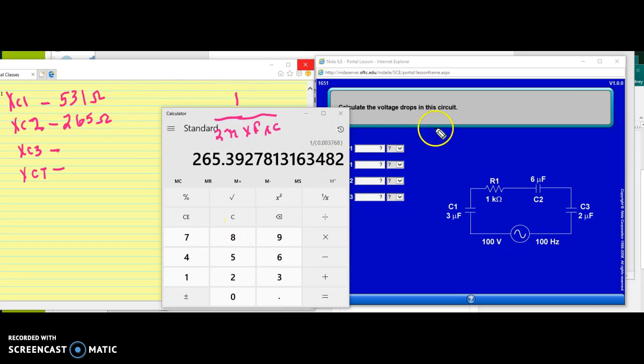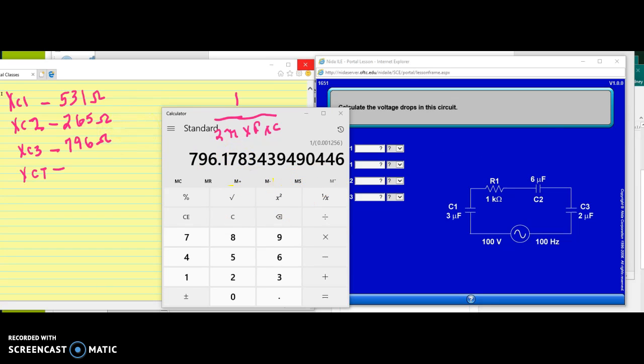Do the same thing for the last one here. And we're going to say 2 times 3.14. I could have done 6.28 times 100 times 0.12345, and then C3 is 2 microfarads. Reciprocate that, 796 ohms if we don't round. So let's put that here. 796 ohms. So that works out.